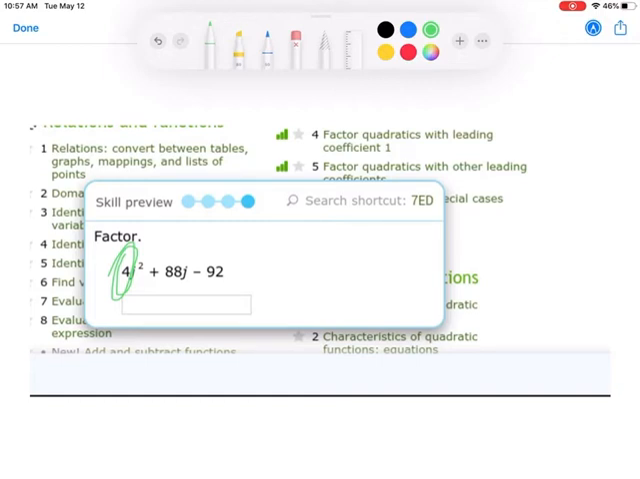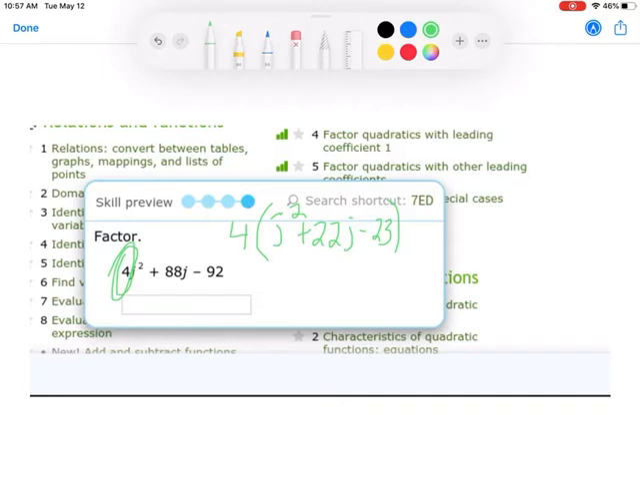So I'm going to see if all of those numbers are divisible by 4. If they are, I'm going to remove that GCF or factor it out. Obviously, 4 divided by 4 is 1, so that works. 88 divided by 4, that's 22, so that works. 92 divided by 4, does that work? Yes, 23. All right, so the first thing we're going to do is factor out a 4, which means put that 4 in front. I'm left with j squared plus 22j minus 23.